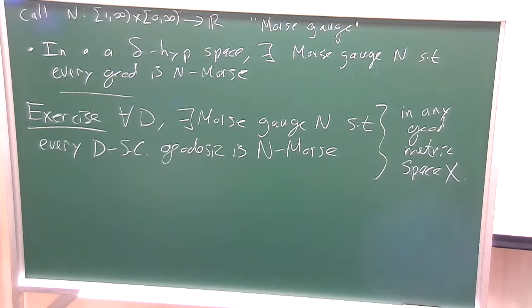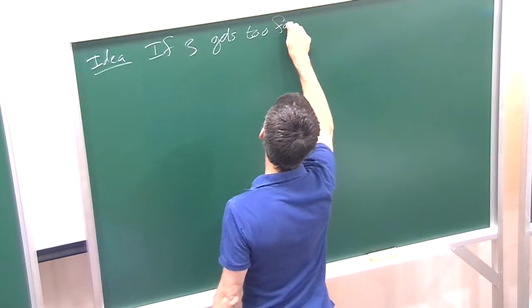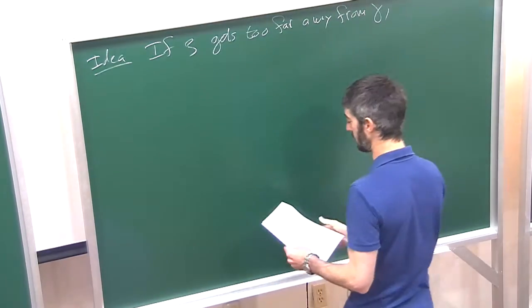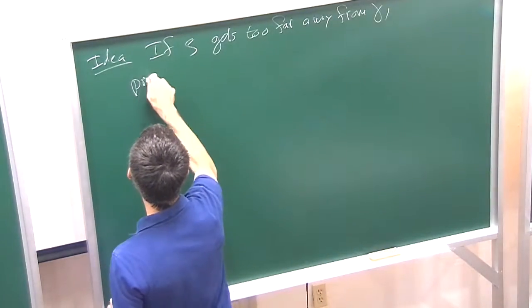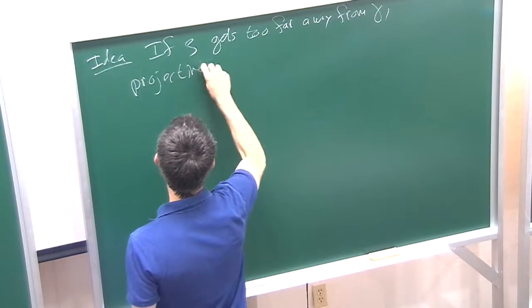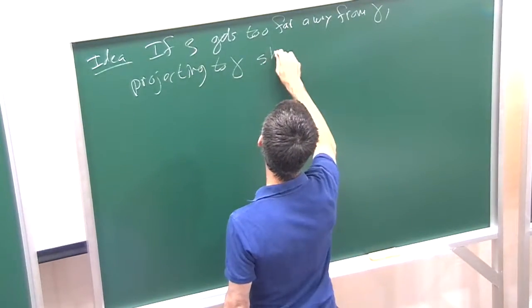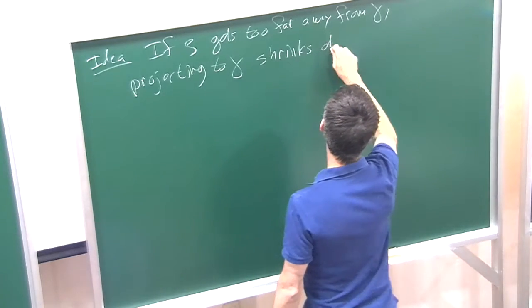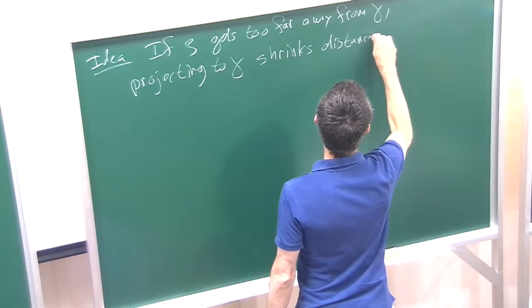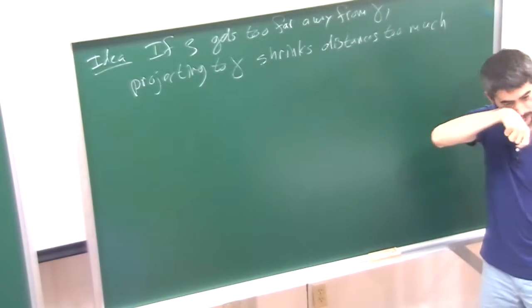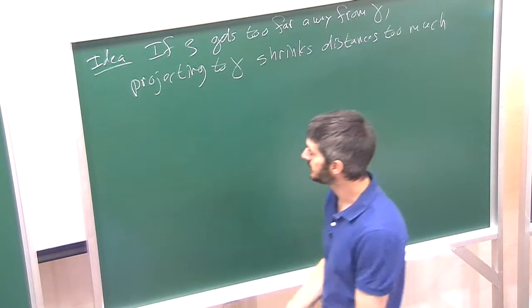Okay, so the idea is basically the following thing. If rho gets too far away from gamma, then projecting to gamma shrinks distances too much. Okay, so that's the idea, and then there's a picture. So what do I mean by that?